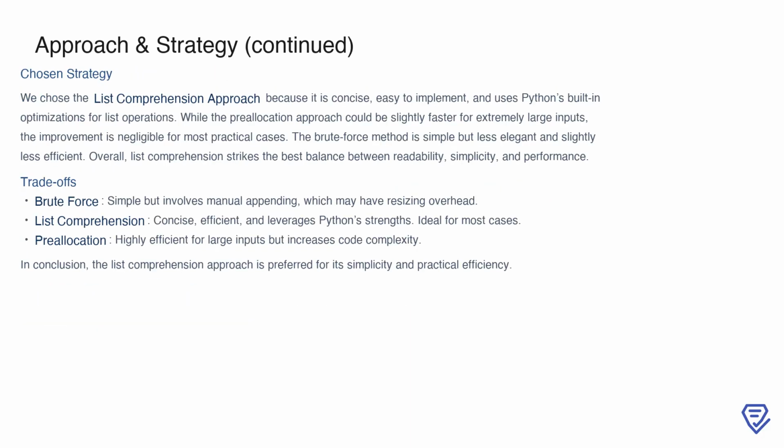After evaluating the different strategies, we chose the list comprehension approach as our preferred solution. It is concise, straightforward to implement, and takes advantage of Python's built-in optimizations for list operations. While the pre-allocation method could offer slightly better performance for extremely large inputs, the difference is minimal in most practical scenarios. The brute force approach, although simple and intuitive, involves manual appending, which can lead to dynamic resizing overhead and is less elegant overall. By contrast, the list comprehension approach strikes the perfect balance between readability, simplicity, and efficiency.